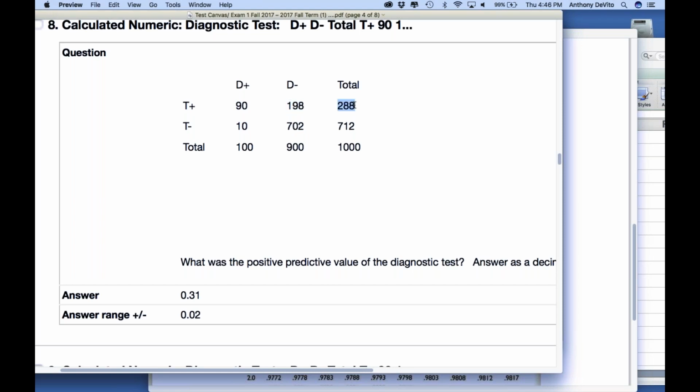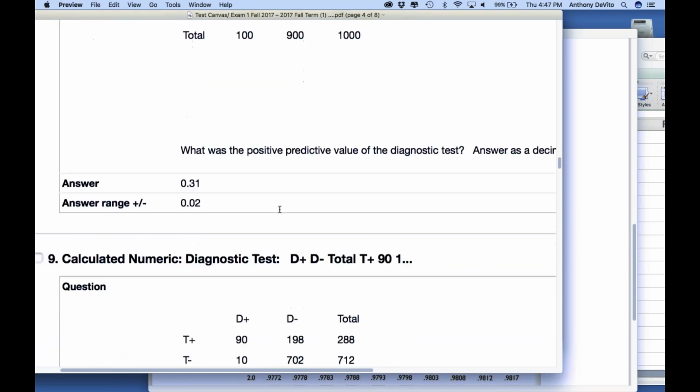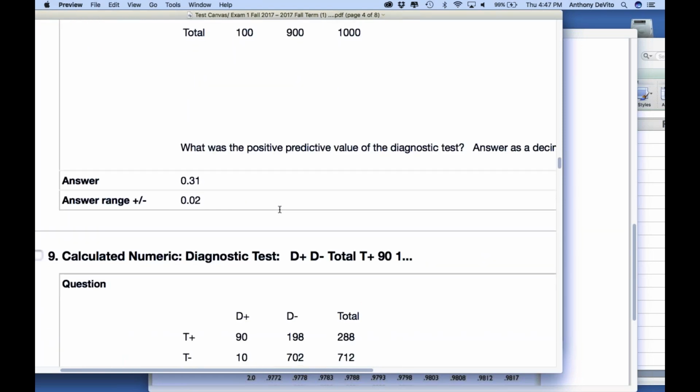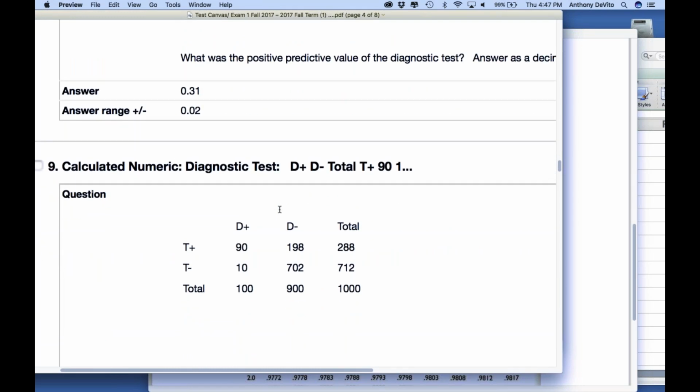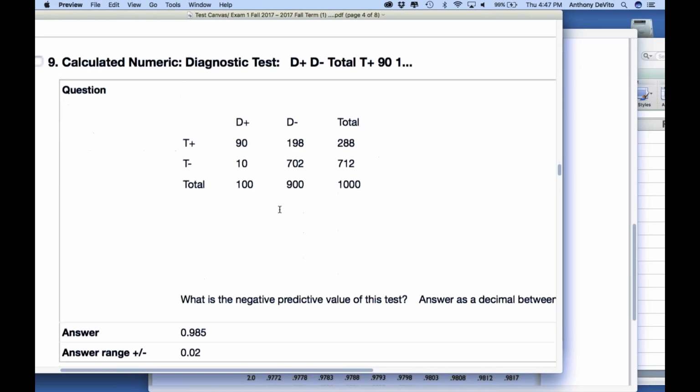So 288 people tested positive, but only 90 of them have the disease. So what's the probability of you having the disease, the positive predictive value of the test? It's 90 over 288, and that's going to be 31%. It's only one chance in three that you actually have the disease. A lot of tests are like this, especially when they apply it to a large population that has a relatively low prevalence of that disease.